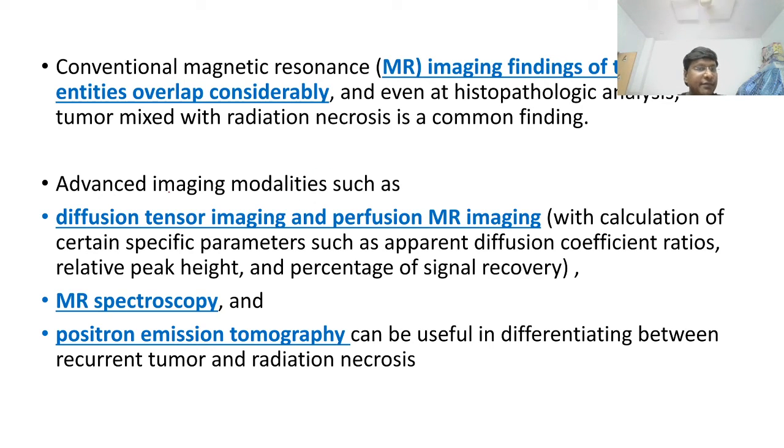Not only PET scan, we have many advanced imaging modalities. What are those? We have first and foremost PET scan, as I have said. Next, MR spectroscopy, that is magnetic resonance spectroscopy. And we have diffusion tensor imaging and perfusion MR imaging. These are your advanced imaging modalities. With the help of these advanced imaging modalities, you should be able to make out the mass where you have given already radiotherapy as well as the chemotherapy, right?